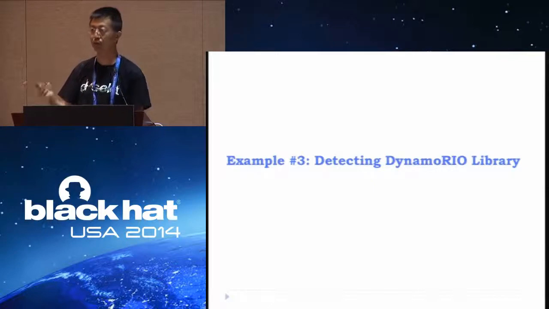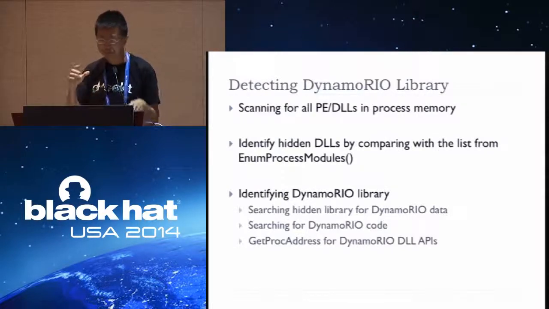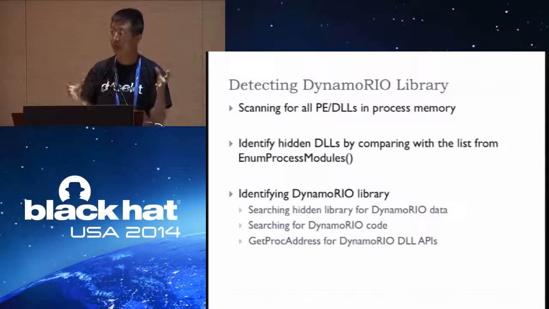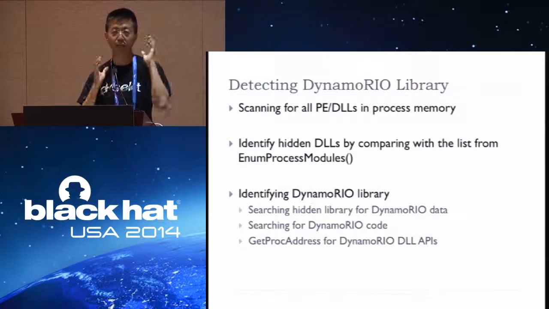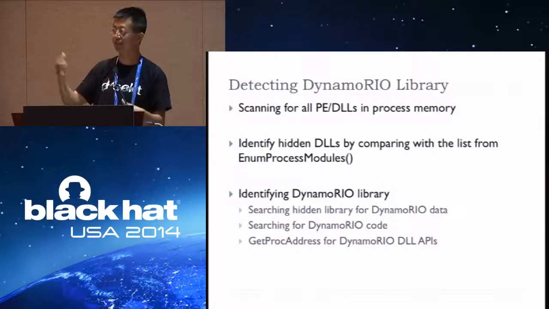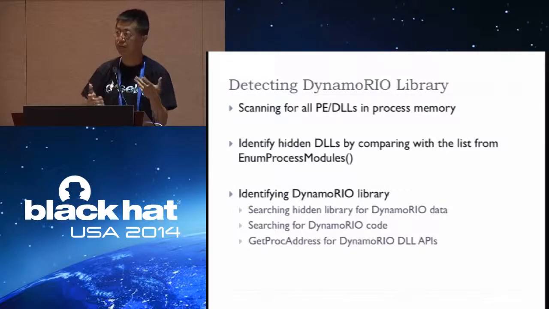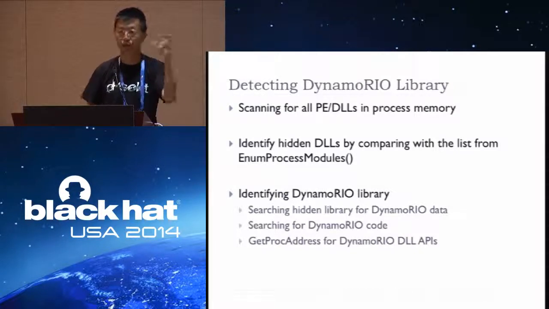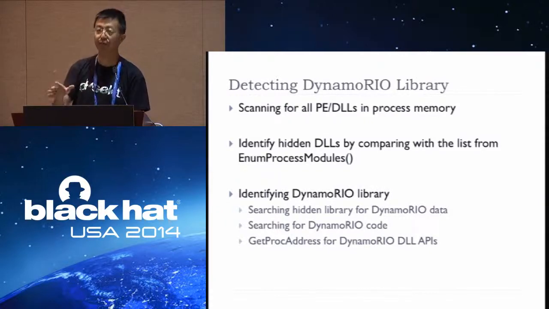And one more quick example. If you remember early on, I told you that DynamoRIO tried to hide the library. And in fact, what happened is that DynamoRIO hides the library, but if you try a brute force search of all the PE headers in the process field, and then compare the result with the list from the process module, and check the list, if it doesn't match, there's a hidden DLL. If you also search for some fingerprint in there, you might also be able to expose it. Okay, those are some examples that I showed, and most of them are easy to fix.